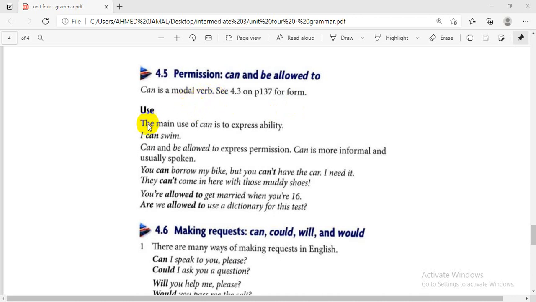The main use of can is to express ability. I can swim. Can and be allowed to express permission.